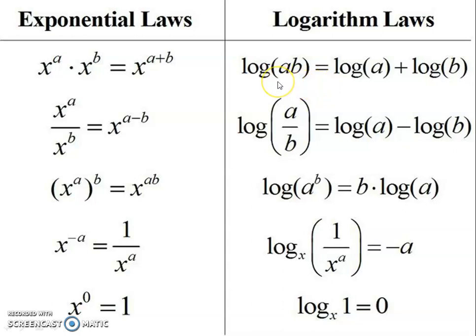What are they? Very simple. Log of a into b is equal to log a plus log b. That means if multiplication is there inside the bracket and log is outside, then we can always distribute it as log a plus log b. Log a upon b means what? Log a minus log b. If division is there, then we write a minus sign, that is log a minus log b.